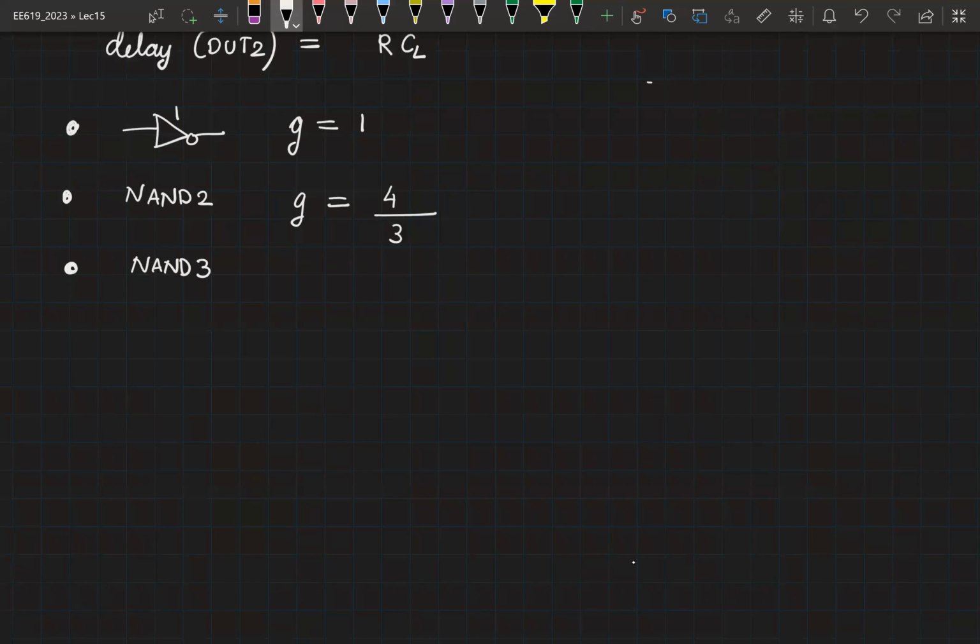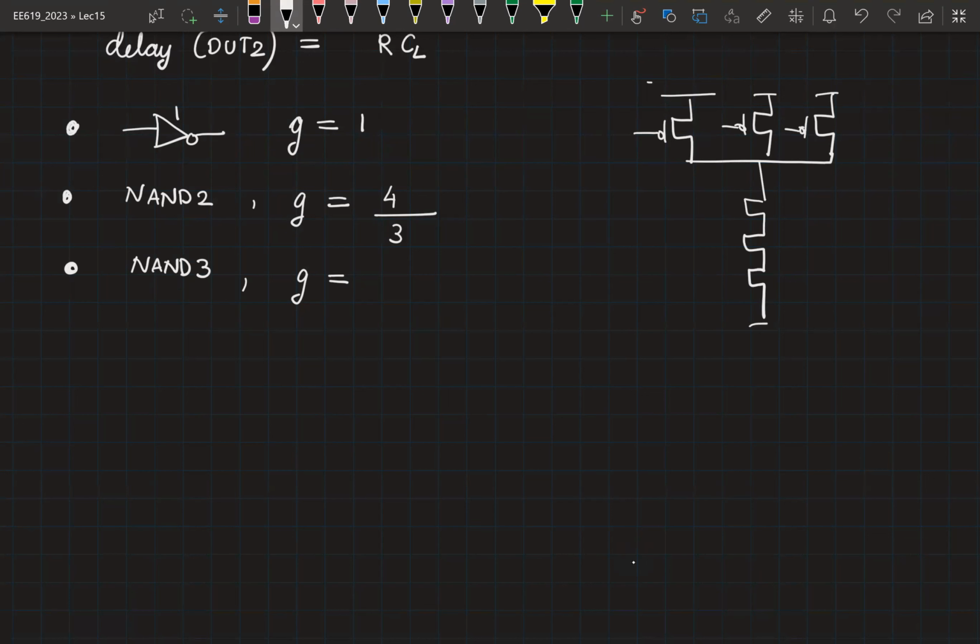What about NAND3? What is the input capacitance? What are the sizes? So this is 3 and 2. Input capacitance is 5C divided by the inverter's input capacitance 3C. This gives you 5 by 3. So quickly do it for an N-input NAND.